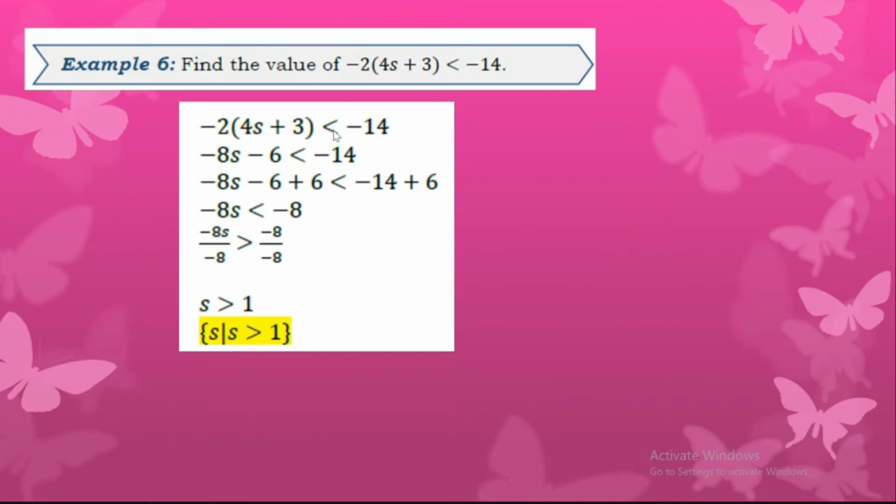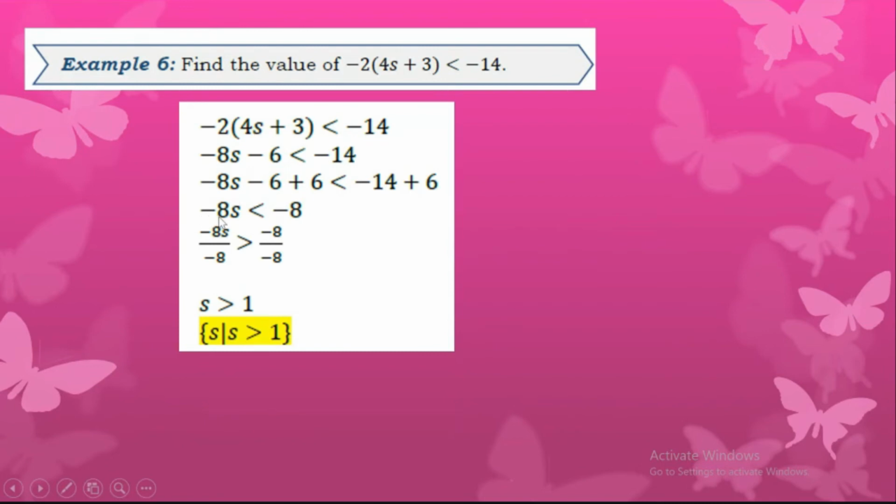Take note, from that, you cannot change yet the given inequality because we just multiplied a negative number on the left side of the inequality. It is only applicable to reverse the inequality symbol if we are multiplying or dividing both sides of the inequality by a negative number. Simplifying further, we have negative 8s minus 6 plus 6, that is to remove negative 6, is less than negative 14 plus 6.